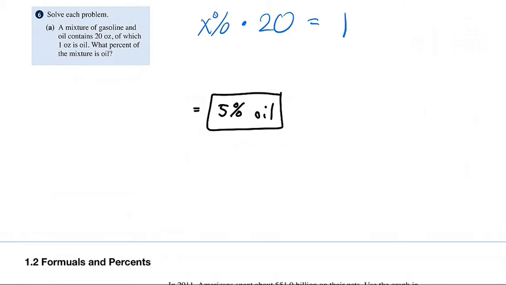So it said what percent. Let's do our arrow. I like the arrow that we had before. Okay, so it says what percent of the mixture is oil. So I said what percent. So I just did X percent of the mixture. It says a mixture of gasoline is 20 ounces. So it says the mixture is 20. And then is here. The oil is at 1 ounce is oil. So what percent of the mixture is oil?